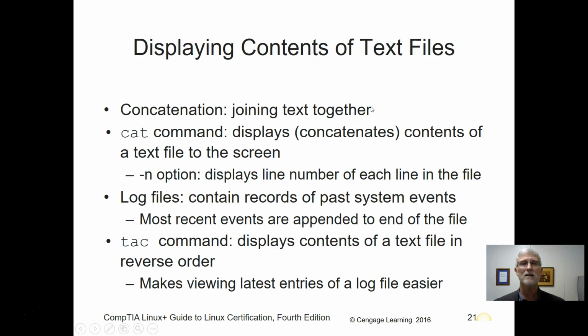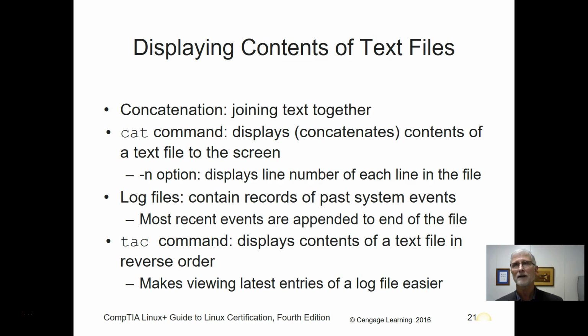Now, there are ways of displaying the contents of text files. You can use what we call the concatenation command, cat, C-A-T, and it displays the contents of that file. If you use the cat -n option, it gives you line numbers. Based on what you're trying to do, you may want a line number. Okay, I'm looking for the 15th element in this file. Putting the -n option allows you to get that.